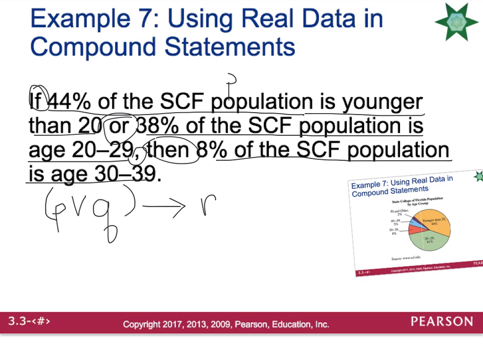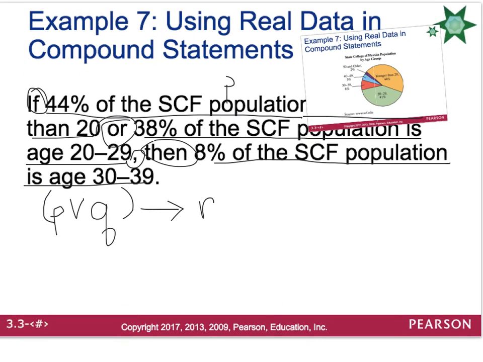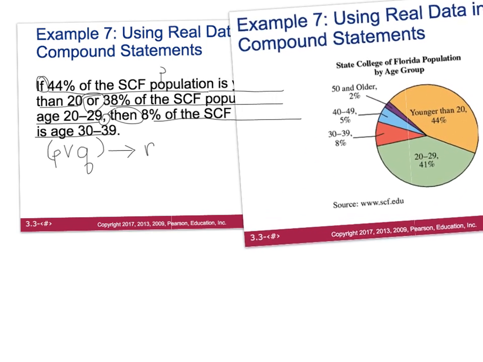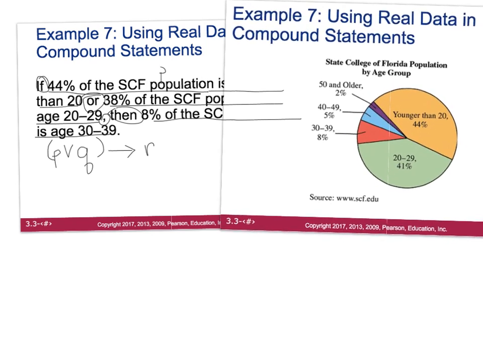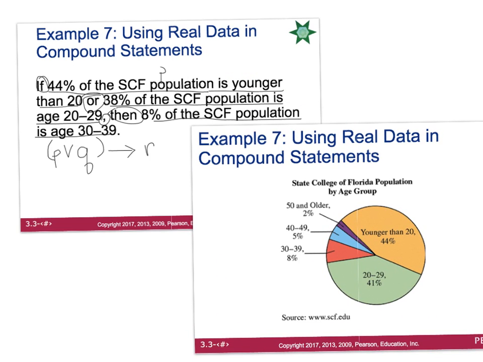Now, to avoid creating the truth table, what we're going to do is use the data that was provided before. Okay, so if I look at the data, the first thing I want to study is the population that's under 20. My population that's under 20 is 44%. And the first item said was if 44% of the SCF population is younger than 20. So that's a true statement. So I can give P a truth value of T. Now I have to figure out Q. Q is 38% of the population is ages 20 to 29. Well, that is false because it's actually 41% there. So now I know that P is true and I know that Q is false.